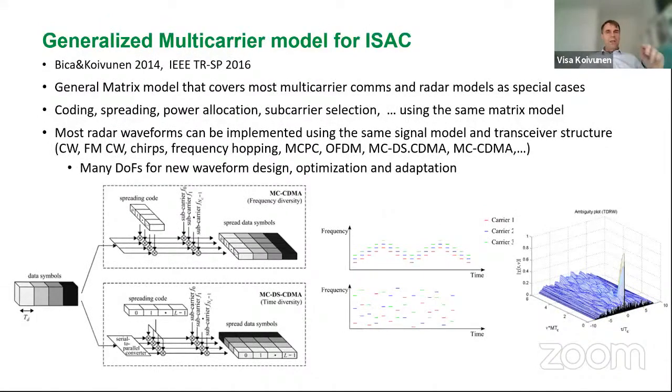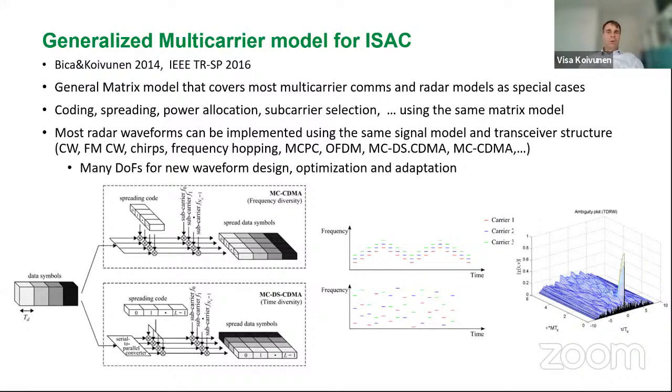Okay, so some design examples that we have. First of all, this type of generalized multi-carrier model for radars. In 2014 we designed this matrix model for multi-carrier radar and communication. That same matrix model would apply for many different cases, and most of the well-known systems would be special cases of this matrix model. And the model would allow you to do coding, spreading, power allocation, subcarrier selection, and so on, using the same model.